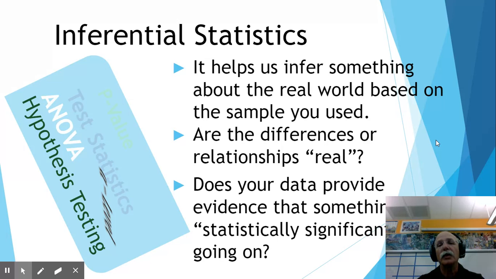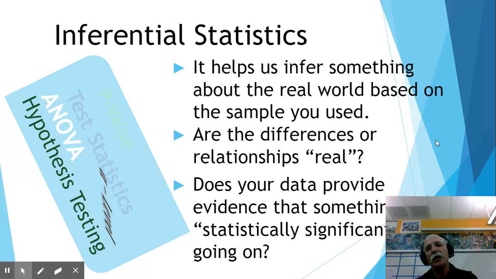Now, when we talk about, are these differences or relationships real? It's like, what do you mean they're not real? We collected them from the group, right? But when we're doing samples, we would often expect to find a little bit of variability from what the population was that we drew that sample from. I'm going to give you an example here in just a minute, right?